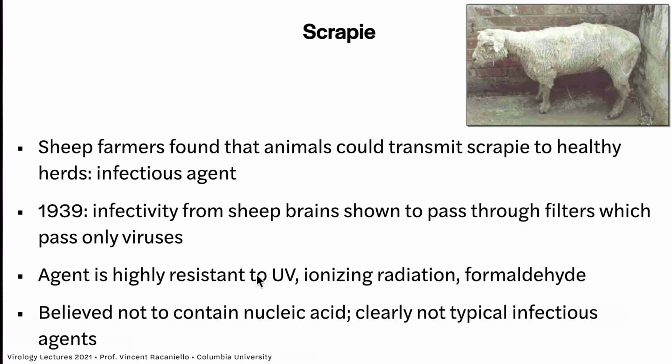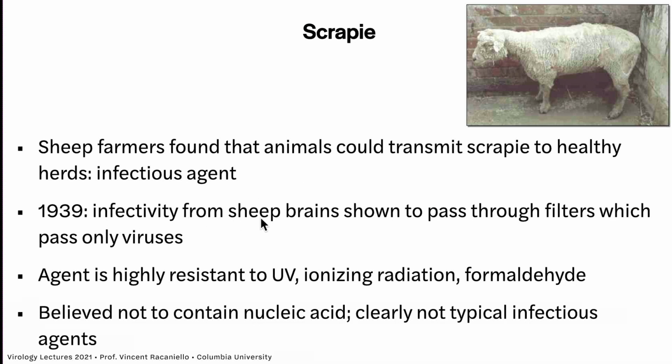The farmers were very smart, actually. They recognized that infected animals could actually transmit the disease to healthy herds, because they would give a sheep to another farm, and then that sheep would transmit scrapie to the other farm. So this suggested that there was an infectious agent involved.